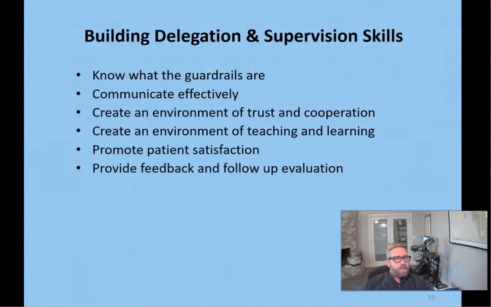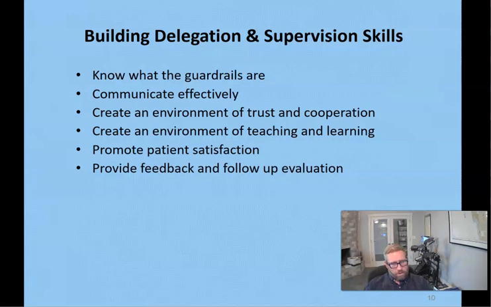So finally, in building delegation and supervision skills, you have to know what the guardrails are. Okay, know where the boundaries are. Make sure that your delegatees know what those are, and reinforce those yourself. Communicate effectively. It's very easy sometimes to use language that confuses the issue. Clear, strong language on where those barriers are is usually the best policy.